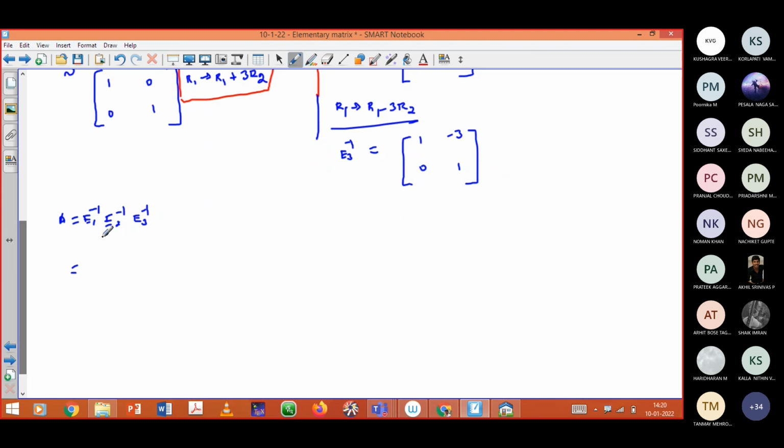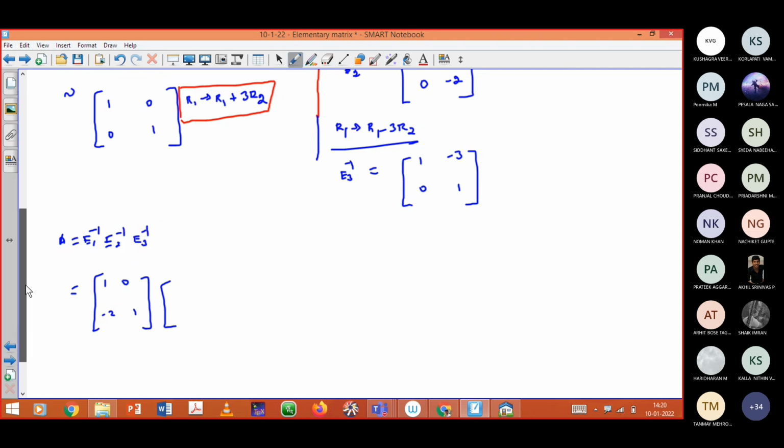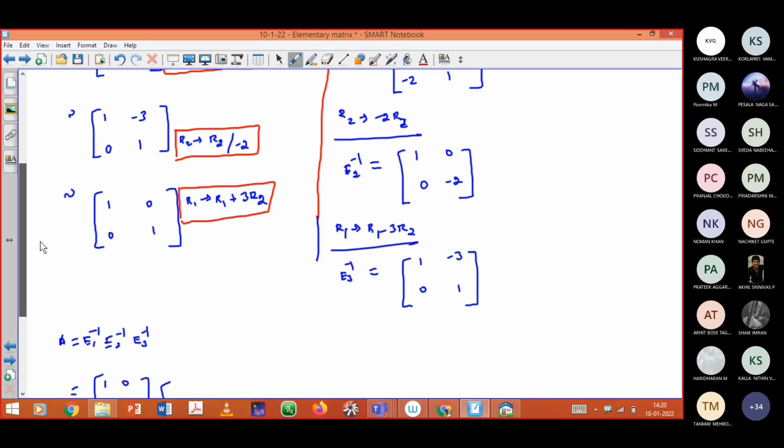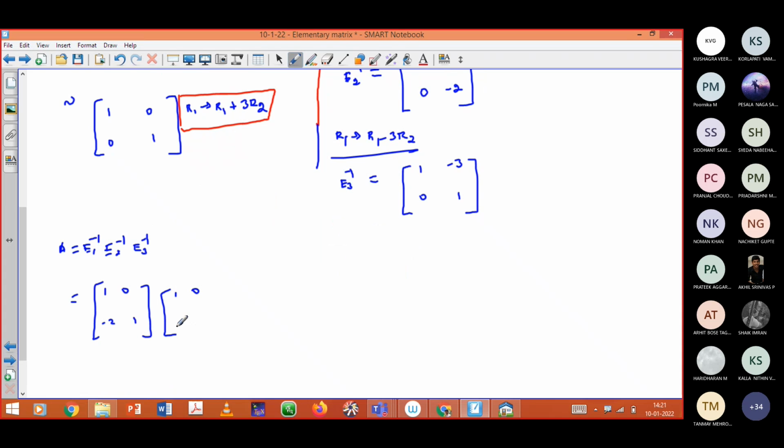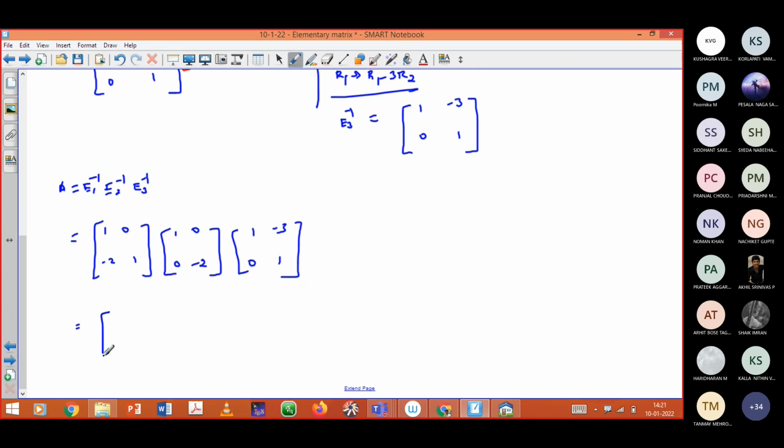Like first one is 1 0 minus 2 1. Second one is 1 0 0 minus 2. Third one is 1 minus 3 0 1. So someone can help me to apply the multiplication between the first two matrices.